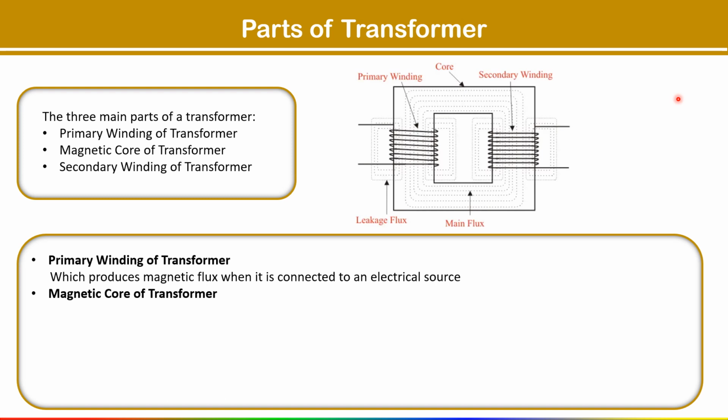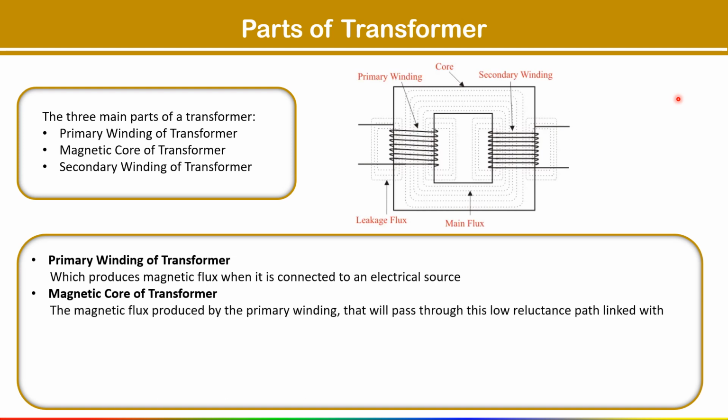Next part we have is the magnetic core of the transformer. The magnetic flux produced by the primary winding will pass through this low reluctance path, link with the secondary winding and create a closed magnetic circuit. The core is typically made of laminated iron or other magnetic materials. It provides a path for the magnetic flux generated by the current in the winding, enhancing the efficiency of electromagnetic induction. So this is the main use.